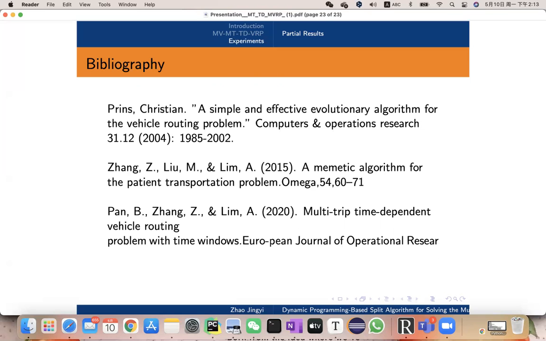And finally, we develop a dynamic programming-based algorithm, the TD split, to find out the allocation of each vehicle. And for each vehicle, we split the tours into several trips. And then we provide the benchmarks for the multi-trip time-dependent multi-vehicle routing problem. So this is the first time to extend the split algorithm to the time-dependent condition, and also the first time solving this multi-trip, multi-vehicle and time-dependent variant of the vehicle routing problem.